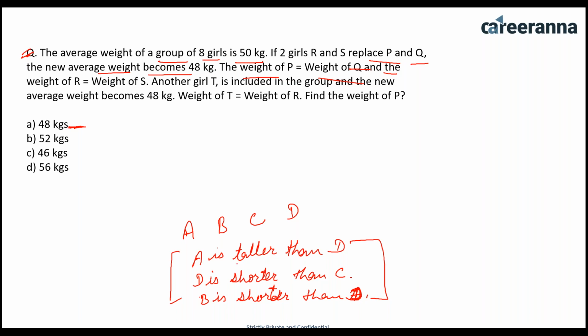Okay, so guys, there is a question for you. A is taller than B, D is shorter than C, B is shorter than D. Then which among these people is the youngest?